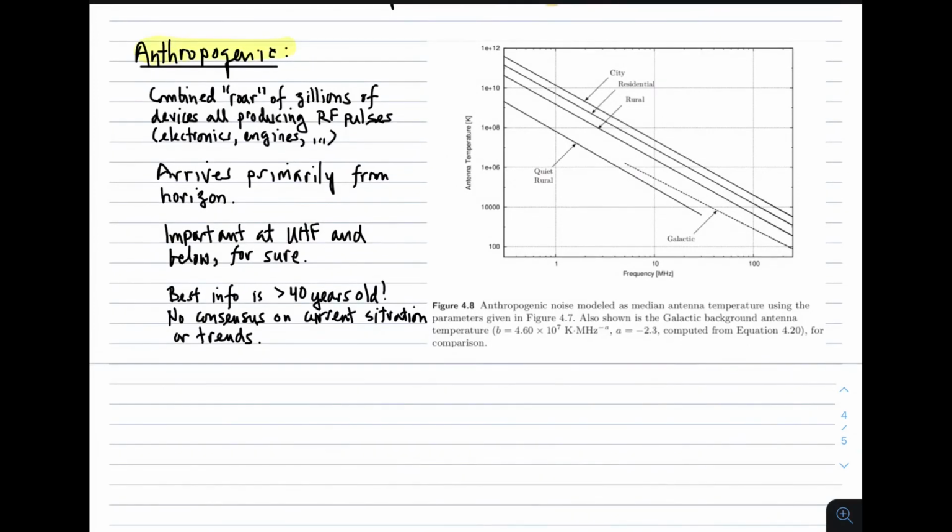Then we have anthropogenic sources of noise, in other words, noise due to human activity. This is the combined roar of zillions of devices all producing RF pulses. So electronics that have clock signals in them, engines which have spark plugs in them, sparking away, all producing all these pulses. And since any receiver has a finite bandwidth, they see these pulses as noise. All these pulses appear to be a noise phenomenon because the bandwidth of any practical receiver is limited. So a sufficiently narrow pulse with a sufficiently narrow bandwidth is indistinguishable from noise.